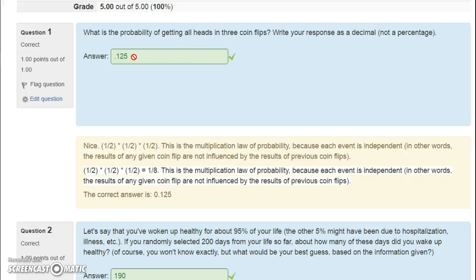Another way, probably an easier way to do it, is to think about each flip individually. On each flip, you would have a 1/2 chance of getting a heads, and because the results of one flip doesn't impact the results of any other flip, they're called independent, we can just multiply the chance of getting a head on each individual flip, and there's 3 flips there, giving us a total of 1/8.